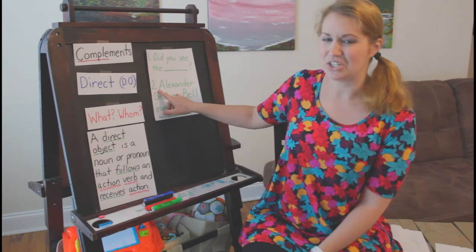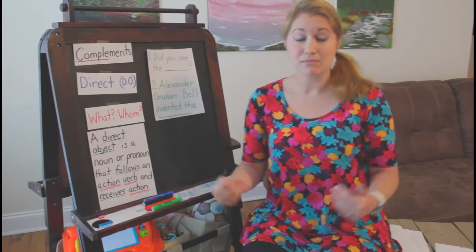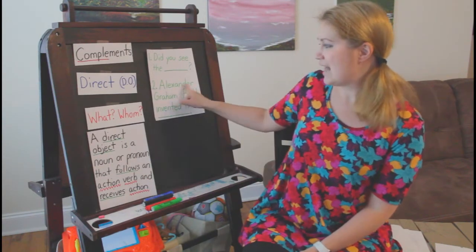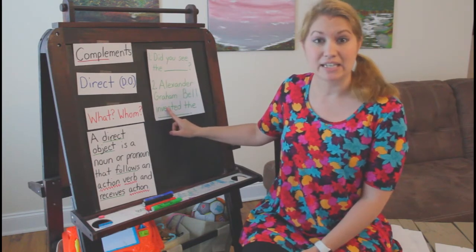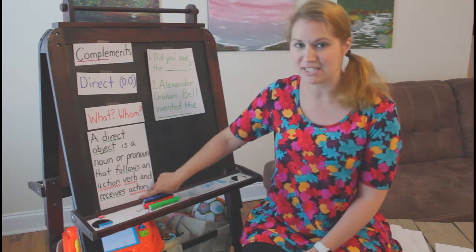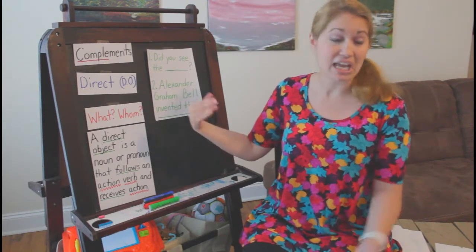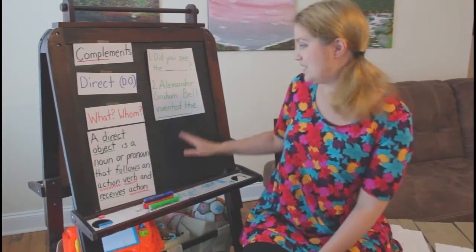Let's look at sentence 2. Alexander Graham Bell invented the what? Well, we've got our subject, Alexander Graham Bell. And what did he do? He invented. So invented is our action verb. We need something to receive that action. Alexander Graham Bell invented the telephone. So you could use that if you wanted to.